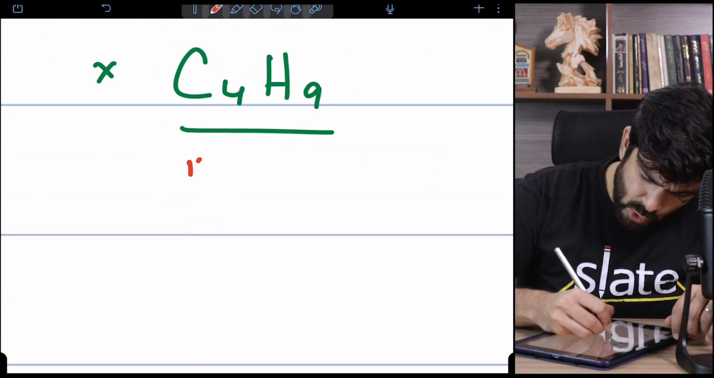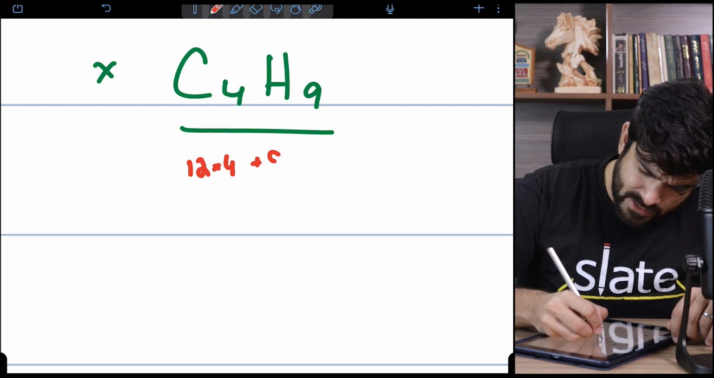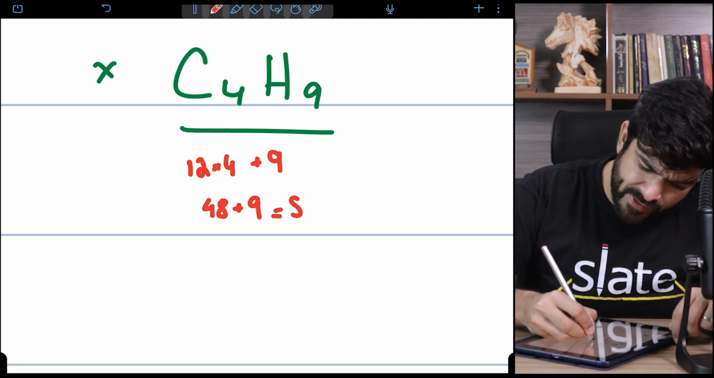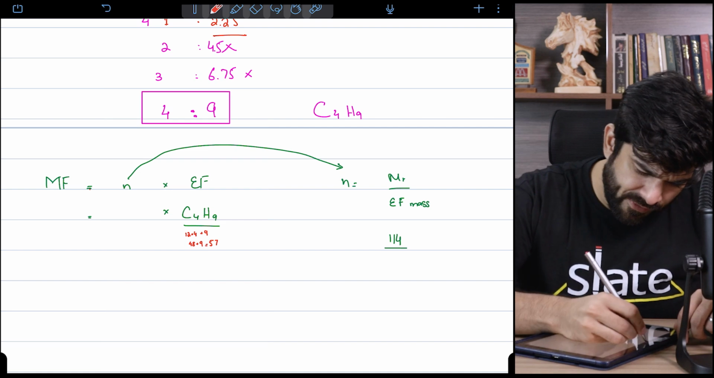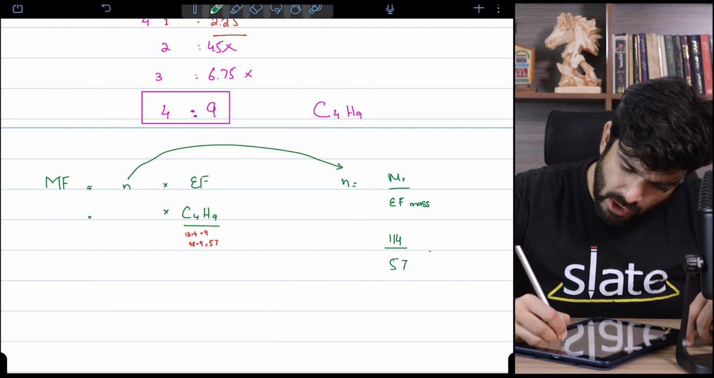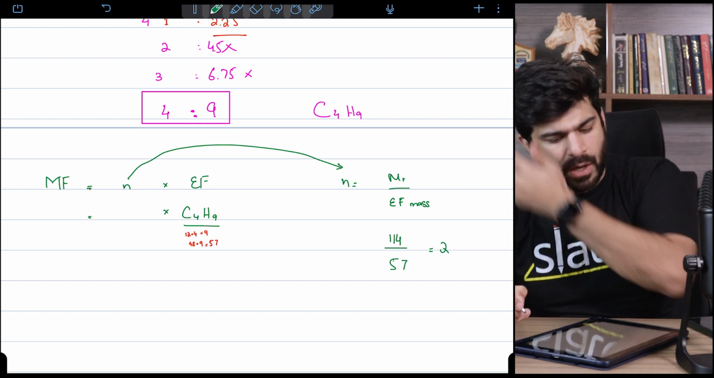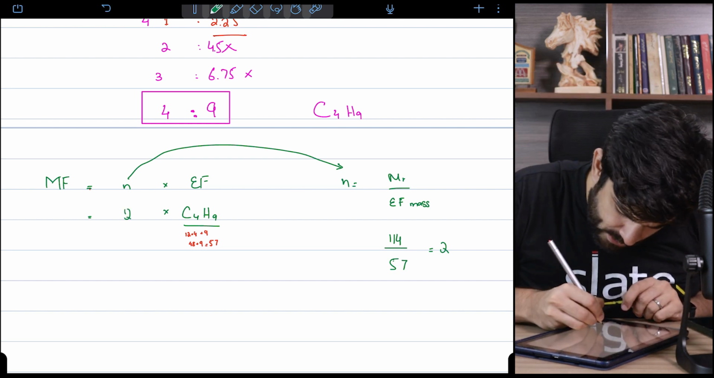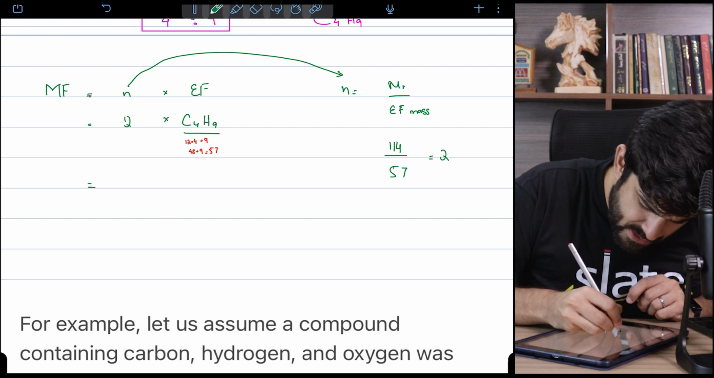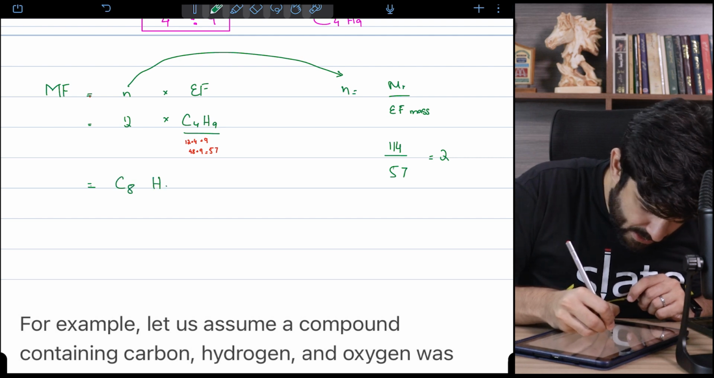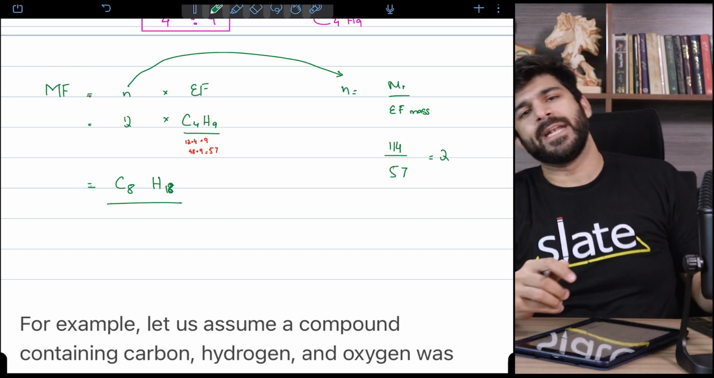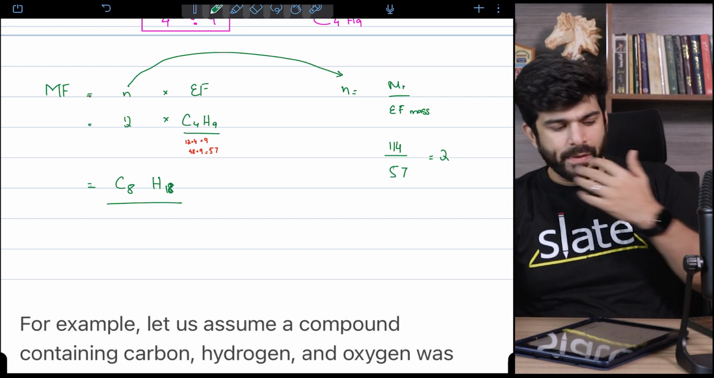Let's calculate. 12 into 4, plus 9. That's 48 plus 9 equals 57. So if I divide 114 by 57, the answer is 2. And the final formula will be 2 into this. Hence, molecular formula is C8H18. That is octane. So this is how we calculate.